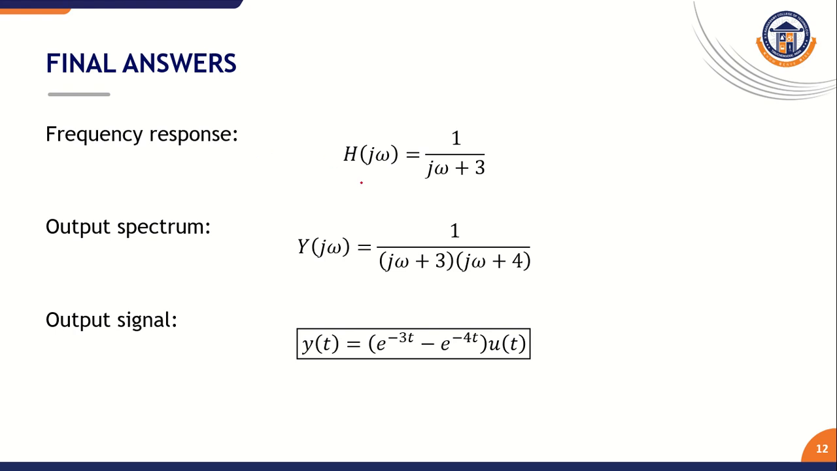This is the overall final answer of the given system. The frequency response is capital H of j omega equal to 1 divided by j omega plus 3. Then the output spectrum is capital Y of j omega equal to 1 divided by (j omega plus 3) into (j omega plus 4). After this, we can simplify the output signal, that is y of t equal to e power minus 3t minus e power minus 4t into u of t.